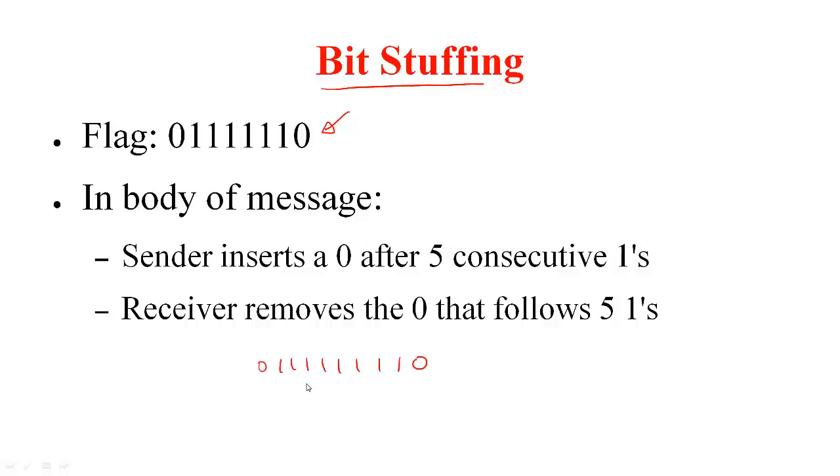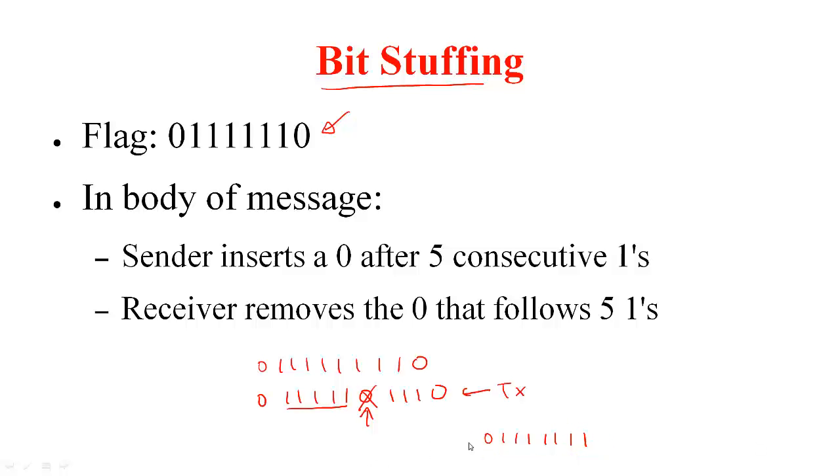So for example, if this is the pattern that is there as part of the body, by the way, this is not the flag, still the sender after the 5 ones is going to insert a 0, and this is what is going to be transmitted. The receiver, after it sees the 5 ones, is going to remove the 0 and pass this up.